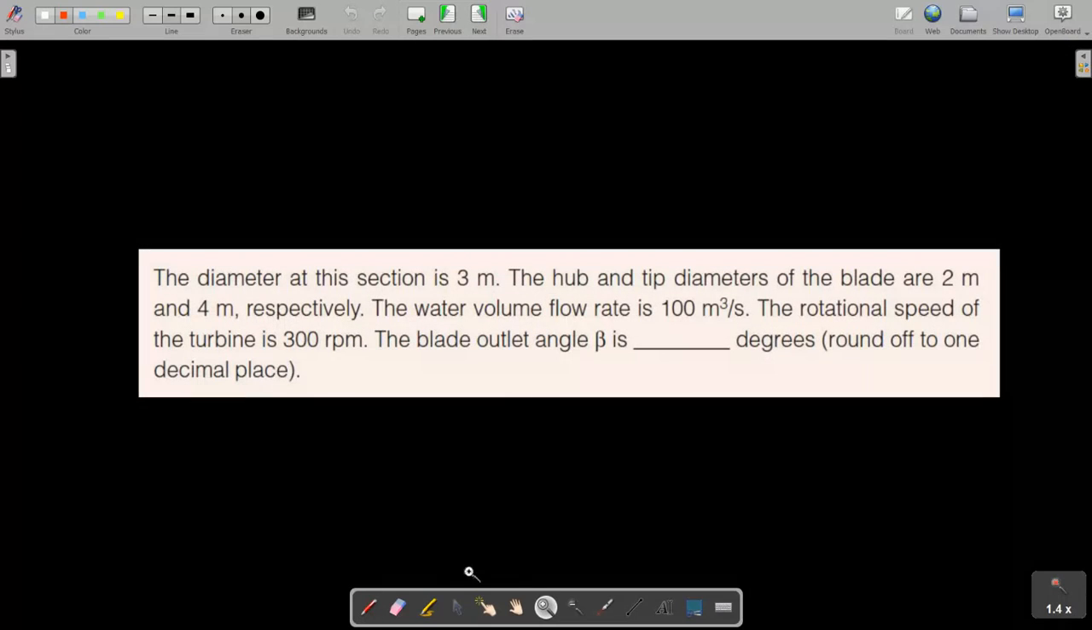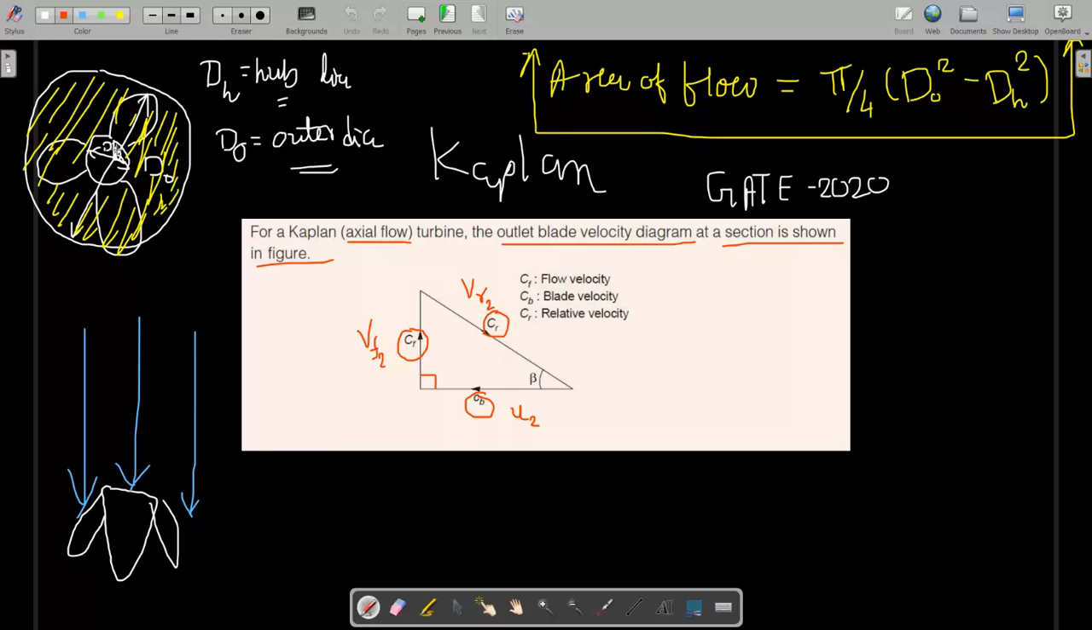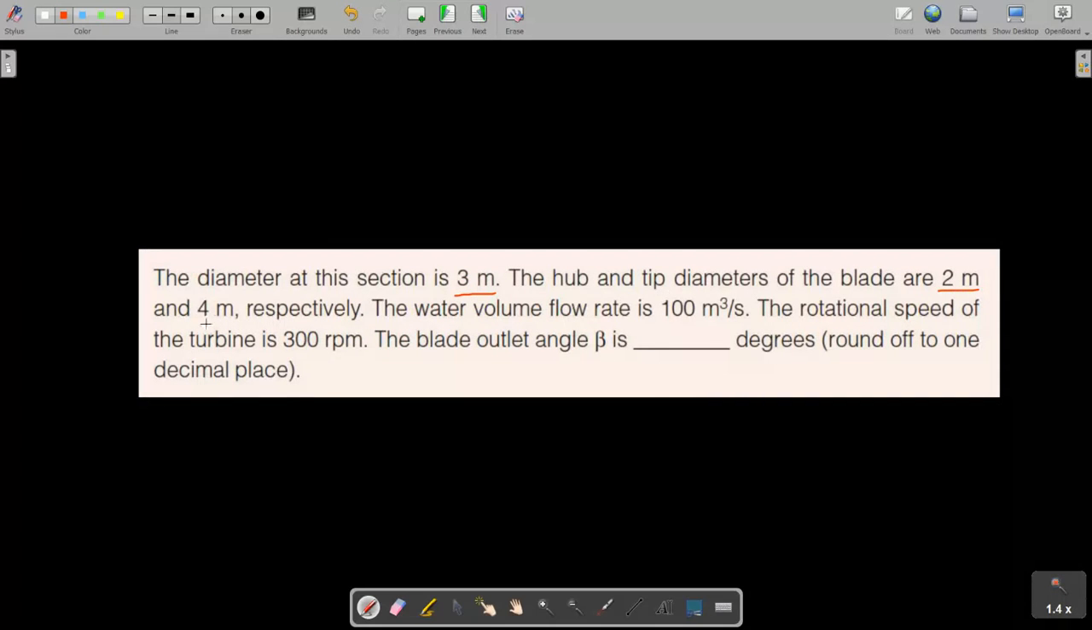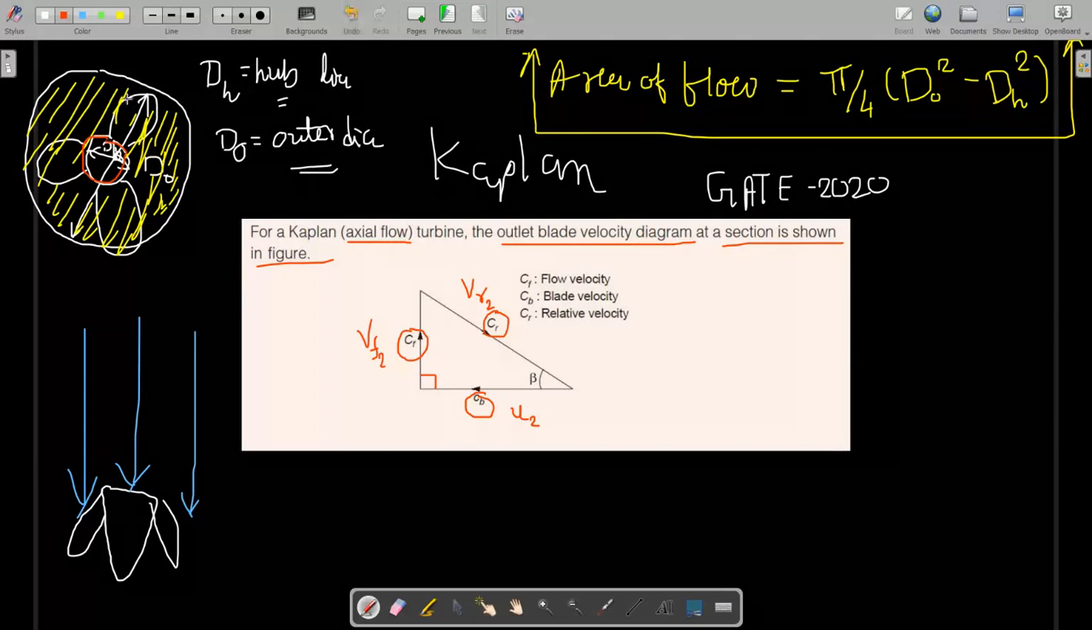Another data that is given is that the diameter at this section is 3 meter. The diagram given to us is at a particular section, because the hub diameter is 2 meter and tip diameter, that means outer diameter, is 4 meter. So the inner diameter is 2 meter and outer diameter is 4 meter. So the velocity triangle is given at the mean point.